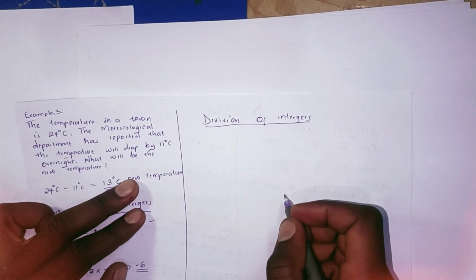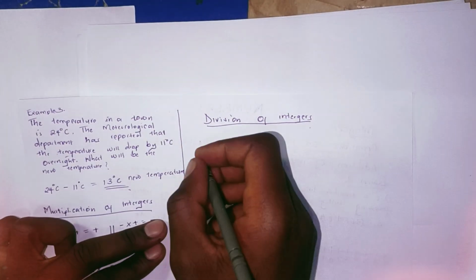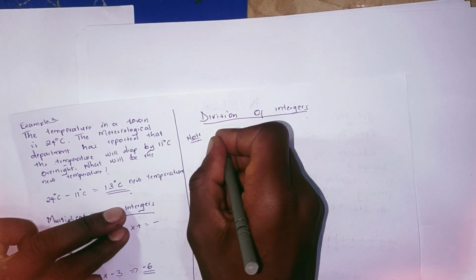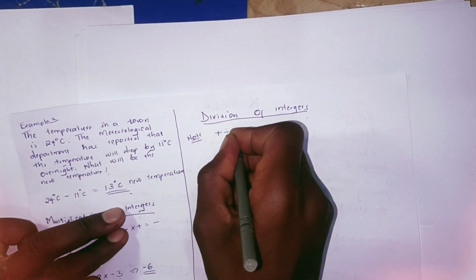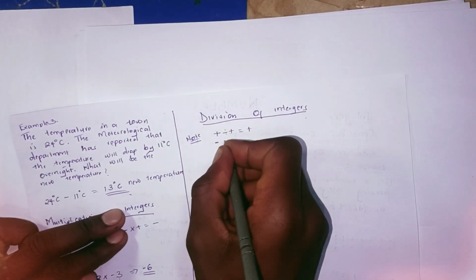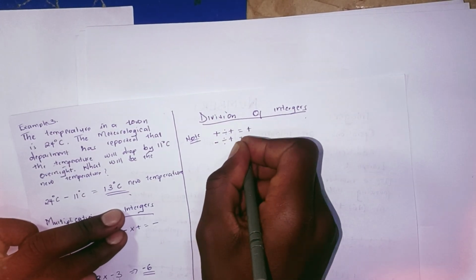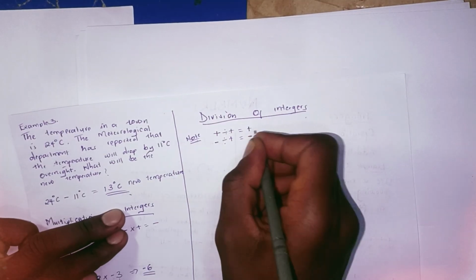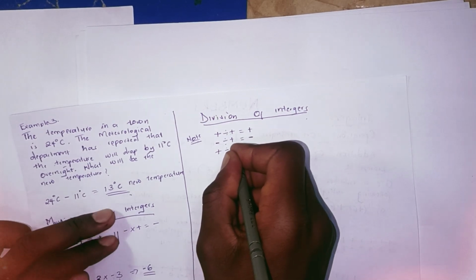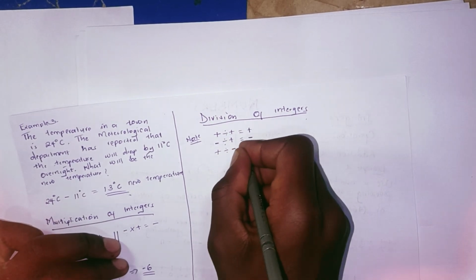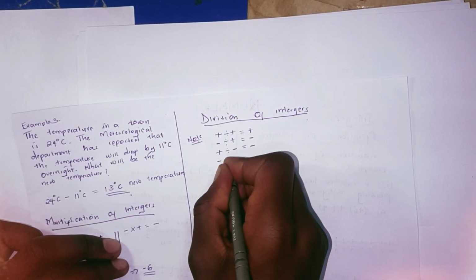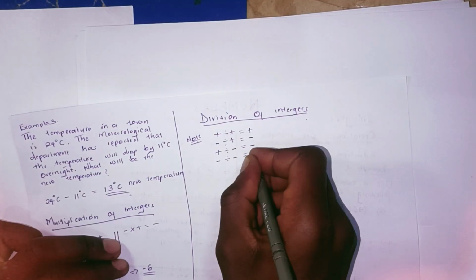Good. Now, in this division of integers, we also have to note the following. Note that when I have positive divided by positive, I'll get positive. What about when I have negative divided by positive? I'll get a negative. What about when I have a positive divided by a negative? I'll get a negative. What about the last one, when I have a negative divided by a negative? I'll get a positive.